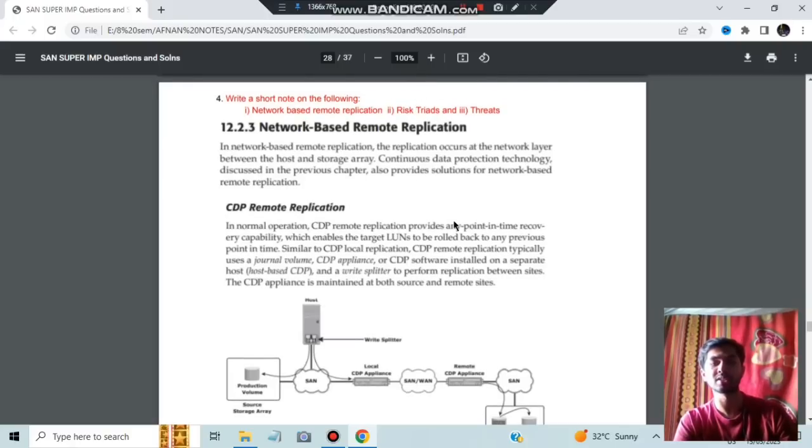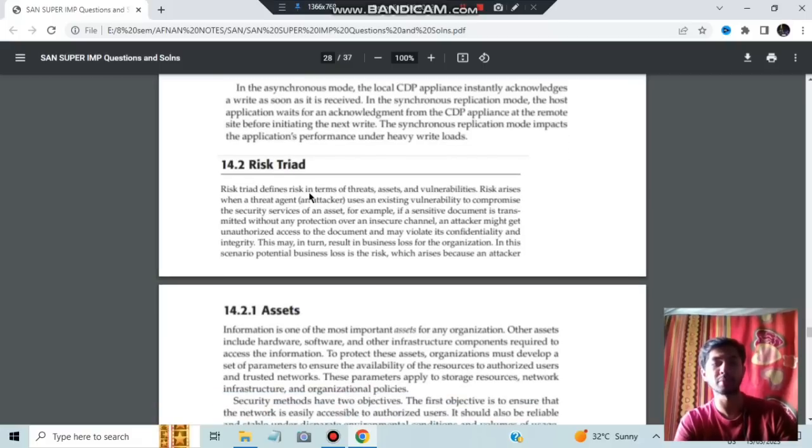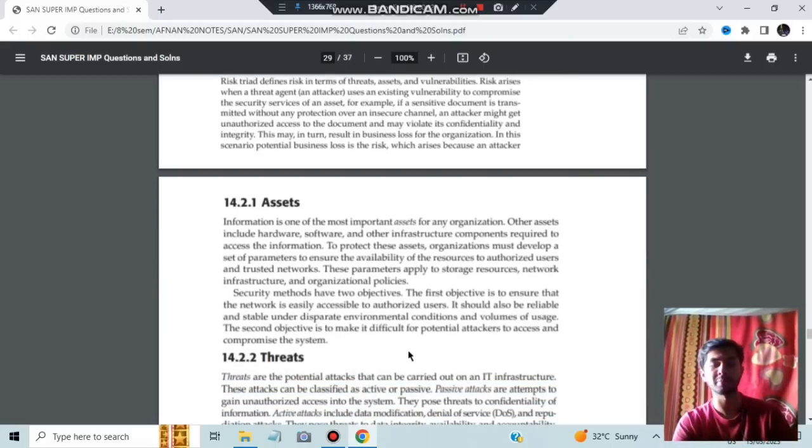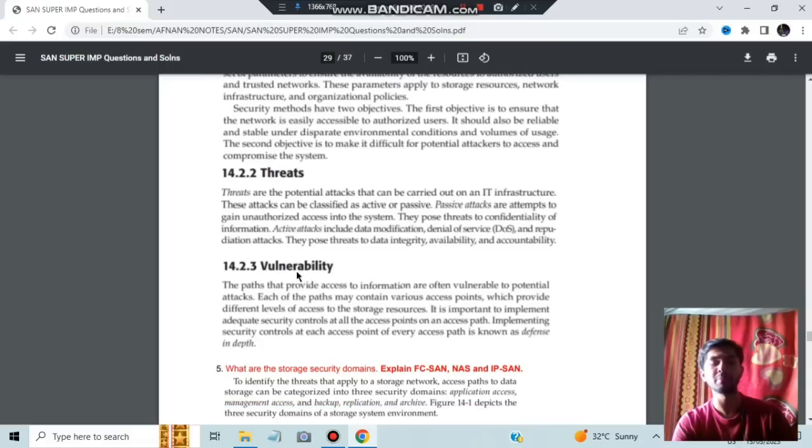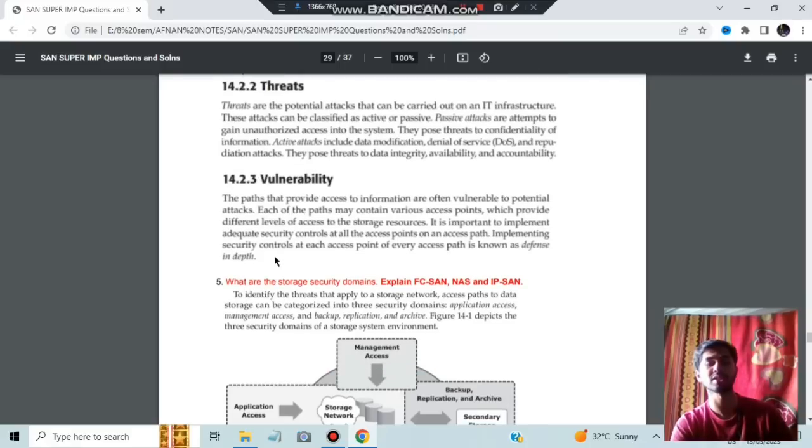Next is, what are risk triads and threats. The risk triad is a term which defines the threats, assets, and vulnerabilities. What is the risk involved in these three? Assets are nothing but information. What is the risk involved in information? How can we make it better? What are the security methods? Threat means potential attacks that can be carried out on the IT infrastructure. Vulnerability means the path that is most insecure, and you have to make that path more secure. Those three things are the parts of the risk triad.